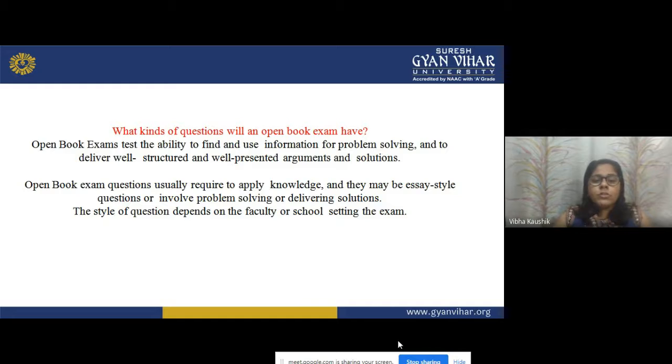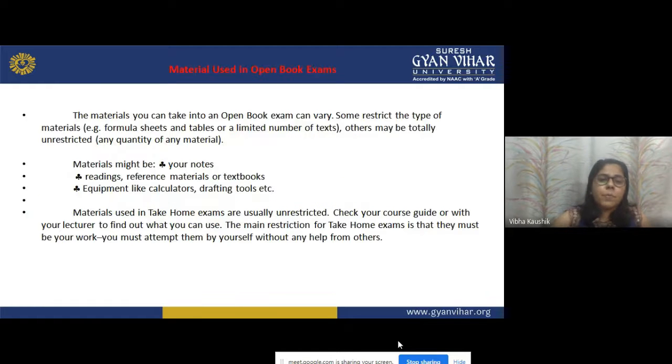The style of questions depends on the faculty or school setting the examination. Means what type of question should be included in the paper. It all depends on the faculty who is designing or preparing the question paper, or the school setting the examination, or which type of setting is required in the paper by the school system for setting the exam. What are the rules and regulations set by the schools for setting the exams? Now, material used in open book exam.